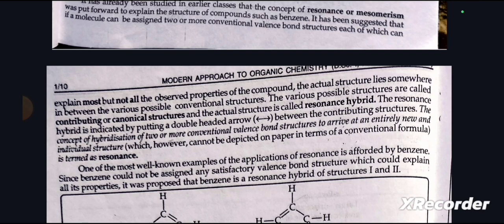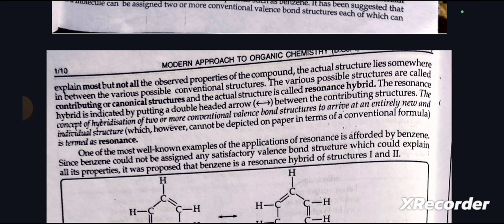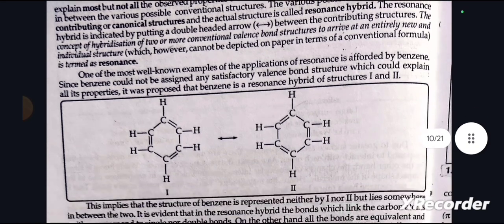The various possible structures are called contributing or canonical structures, and the actual structure is called a resonance hybrid. The resonance hybrid is indicated by putting a double-headed arrow between the contributing structures. The concept of hybridization of two or more conventional valence bond structures to arrive at an entirely new and individual structure, which however cannot be depicted on paper in terms of a conventional formula, is termed resonance.